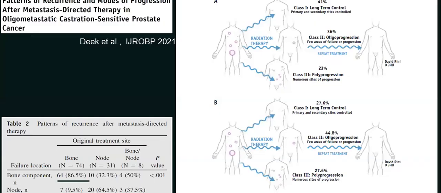This is an interesting article again that I came across, and it has two parts that I'd like to bring up. One is, what are the modes of progression after you've done metastasis-directed therapy? And the diagram on your right sort of shows two scenarios, one where there was ADT given, and B is where there was no ADT given. And you can see the numbers don't change quite a bit.